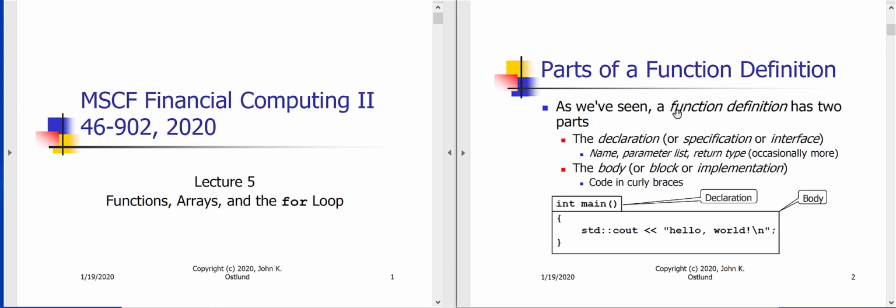So, we already talked about the idea that a function definition has two parts. The first part is the declaration, which specifies how to interact with the function, and the second part is the body, which specifies what the function does. The declaration gives the name of the function, followed by a list of parameters contained in parentheses. Even if the function does not expect to receive any arguments, it's still necessary to have that parameter list. And then in front of the function name, we also have the return type. The body of code is contained between curly braces.